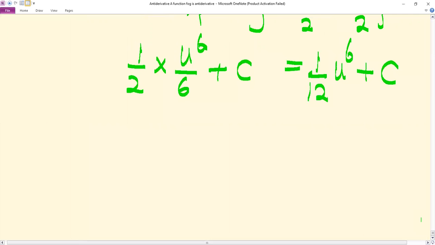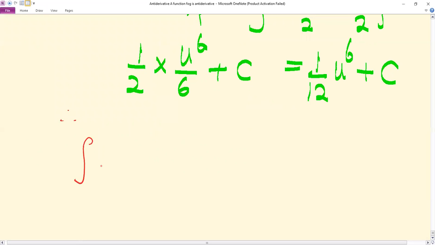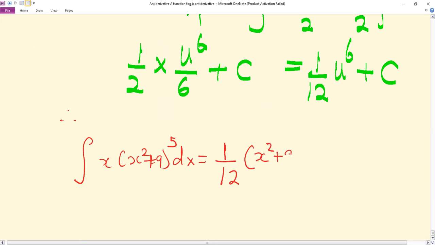So if you bring back the original value of u, we say therefore the integral of x into brackets x squared plus 9 raised power 5 dx is 1 over 12 into brackets x squared plus 9 raised power 6 and then plus c. That's what we'll have. Our next problem, C.